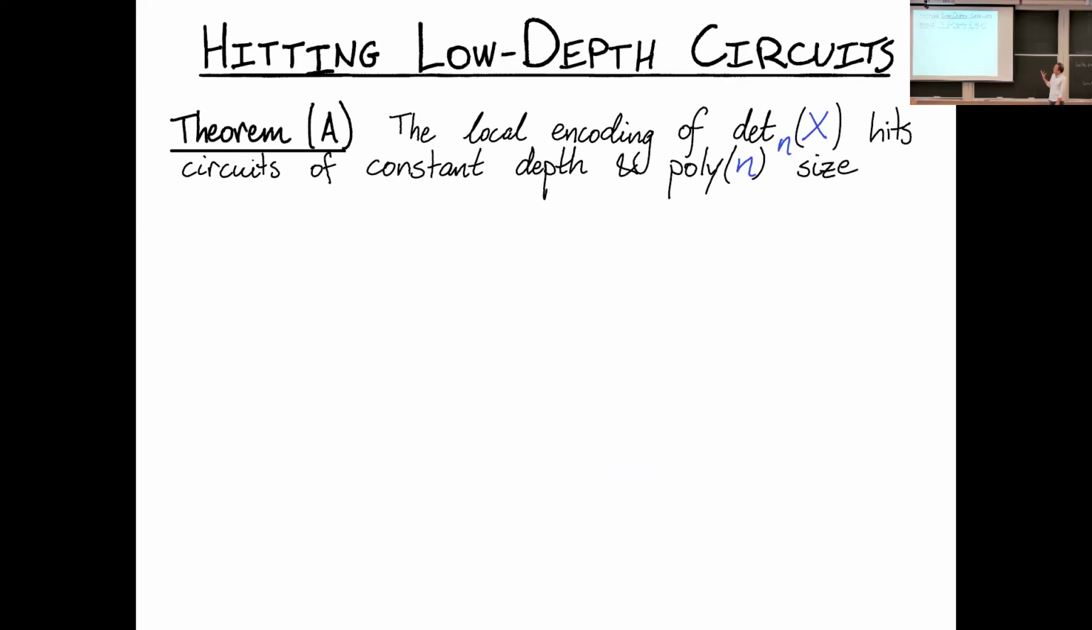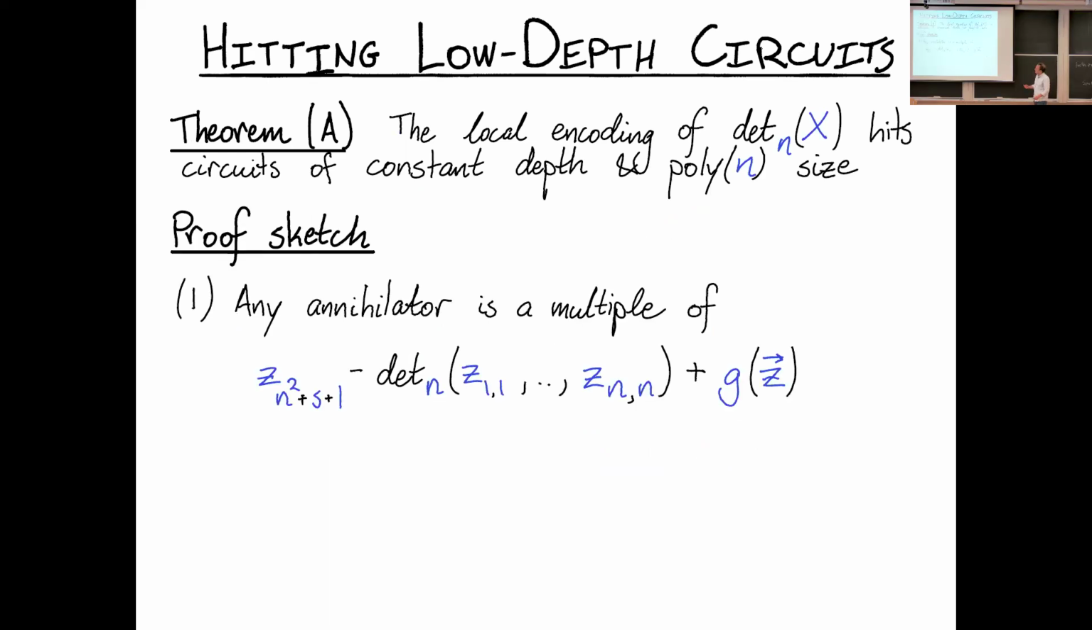And now I can give you a proof sketch of how the local encoding of a circuit for the determinant would actually hit low depth circuits. So here's the proof sketch. First off, if we take this very low complexity generator, we understand exactly what the annihilators are. We know what functions we have to fight against. They're just multiples of z minus determinant plus some controlled error term.